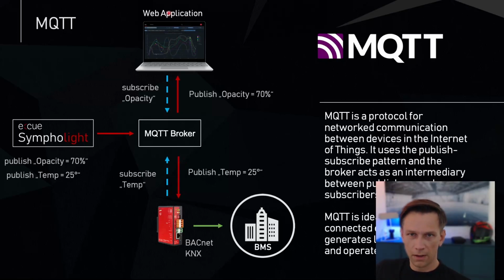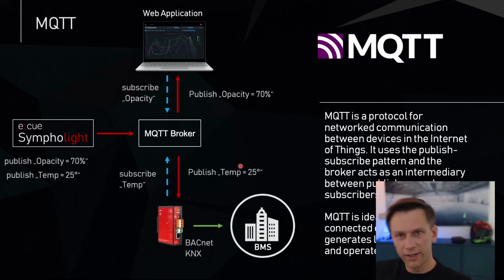In this case, we are showing the wonderful Symphocity. But on the other side, for instance, we want to report a new temperature from our Sympholight directly to the MQTT broker, and through the broker to our gateway. The temperature is reported to the MQTT broker, the gateway has subscribed to this information, gets the new temperature, and automatically translates it via BACnet or KNX to the building management system.